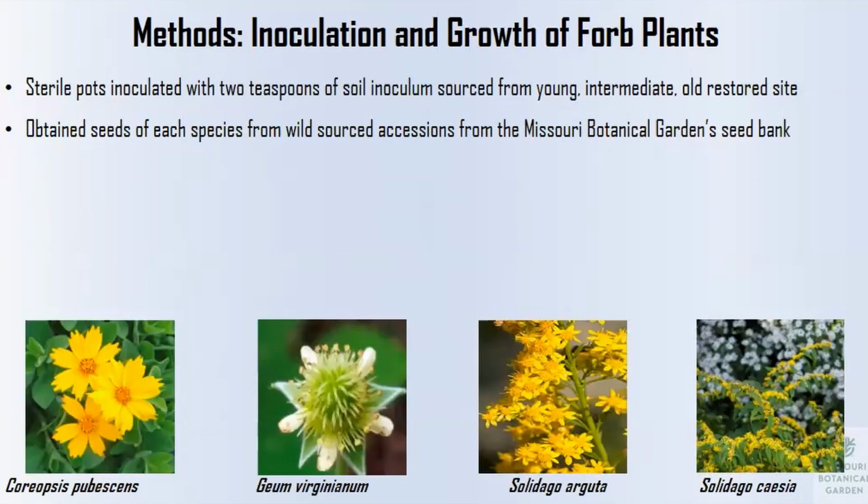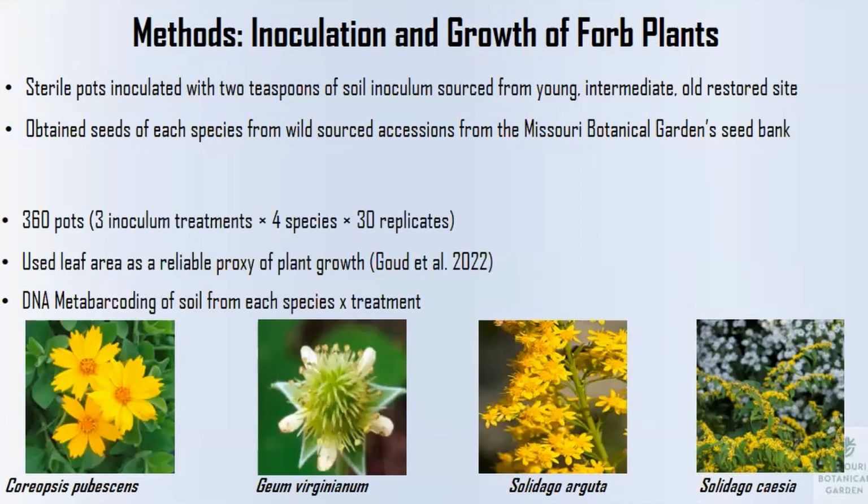Then we had sterile pots in which we added some of the inocula to each one, and then we obtained seeds from the 4 species, Coreopsis pubescens, Geum virginianum, Solidago arguta, and Solidago caesia. We had 360 pots. It was a very large greenhouse experiment. And we used leaf area, which is a reliable proxy for plant growth, and it's non-destructive. And this part was really important because these pots were then placed in the field for a subsequent experiment. So we needed to not damage the plants as they were going out into the field. And then we DNA metabarcoded the soil from each species by inocula treatment to, again, look at the conditioned soil.